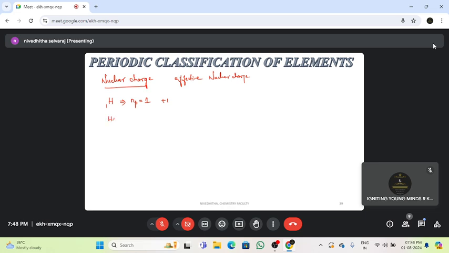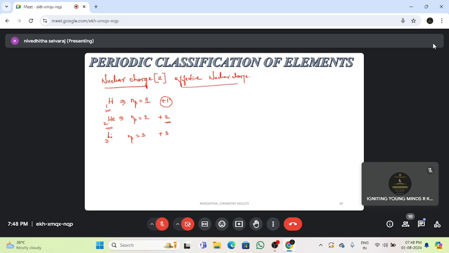How about helium? What will be the proton count of helium? It is 2. So what will be the nuclear charge of helium then? Plus 2. Very good. For lithium, the atomic number is 3, the proton count is 3, so the nuclear charge is also plus 3, right? So what we can observe is that nuclear charge is nothing but the atomic number, right? So nuclear charge can be represented with the letter Z, same as atomic number.